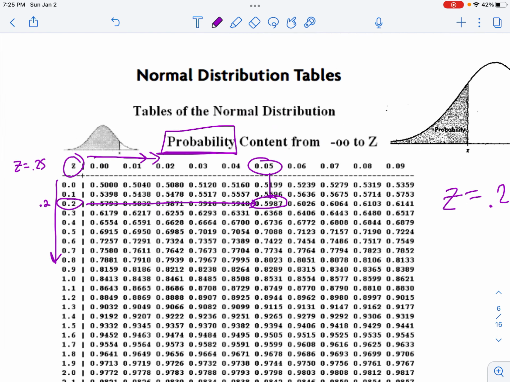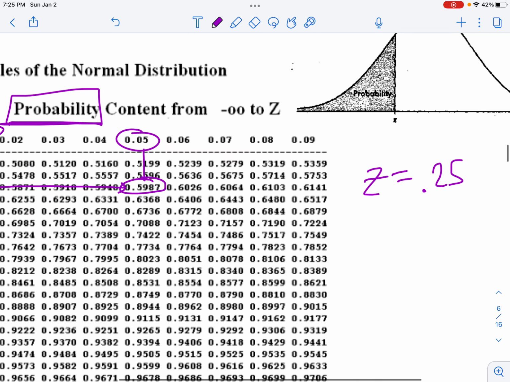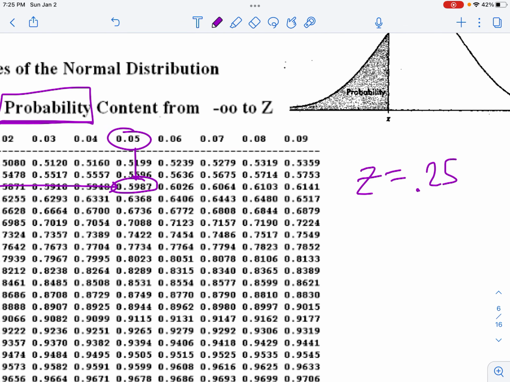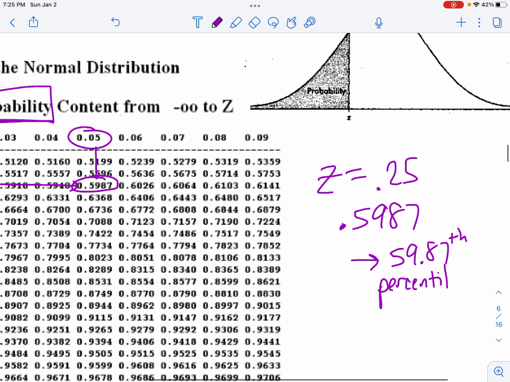Okay, so what does that mean? That means it's basically your percentile. That's the proper word to use. A z-score of 0.25 is a 0.5987, or in other words, 59.87th percentile. It means 59 or almost 60% of the people scored below you, which makes sense, right?